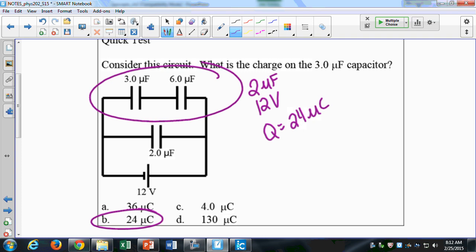What's my charge on this capacitor, by the way? 24, it's the same, right? Not because they're in parallel, but because they're identical. They have the same voltage, so they're also going to have the same charge. This also has 12 volts, so that's 24 microcoulombs. Want to work on speed, because you'll have a bunch of these circuit problems on the test, and you don't want to spend a whole lot of time on a simple one like this.